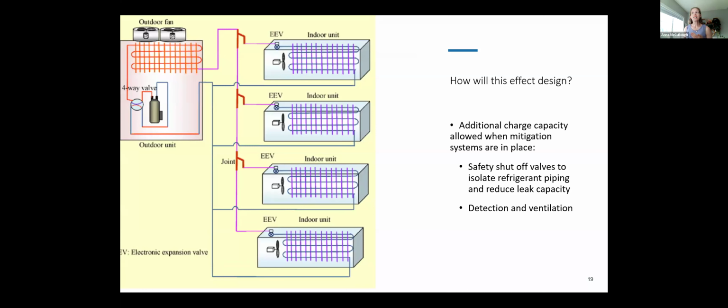There are also additional mitigation systems that can be included to reduce the potential for life safety issues. Particularly, and this is where we start talking about the particular issues with VRF systems, safety shutoff valves are going to be required to isolate refrigerant piping and reduce leak capacity.